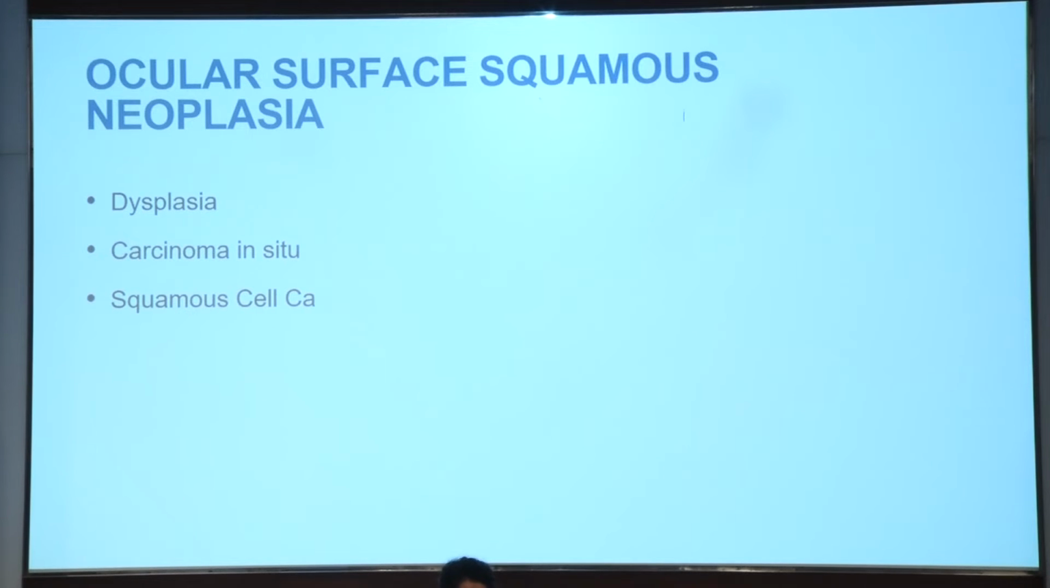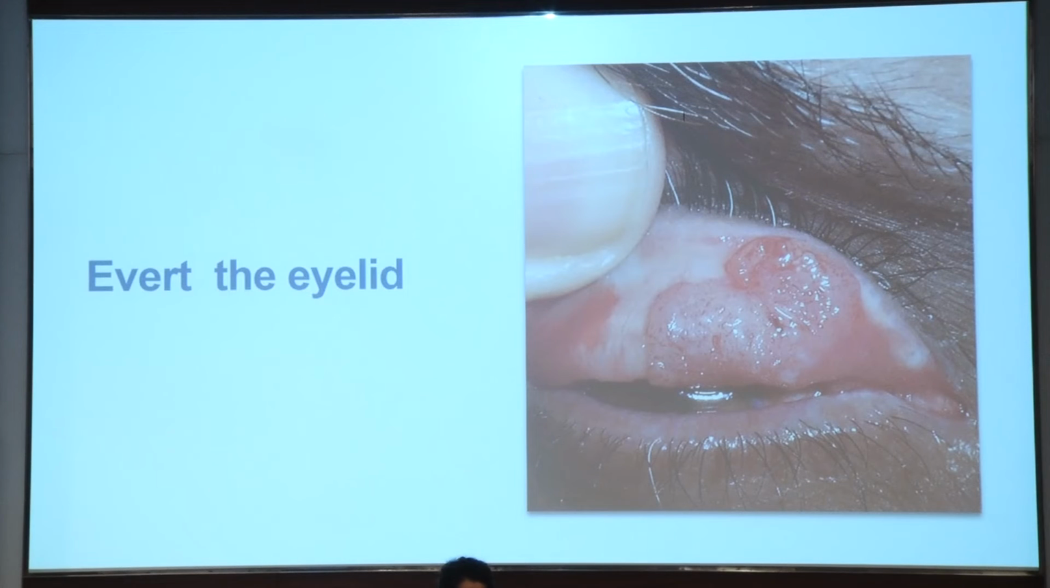So OSSN that we just talked about is basically ocular surface squamous neoplasia. It's squamous cell carcinoma or carcinoma in situ or dysplasia. This is just a term that we use. The exact diagnosis can be made histopathologically, whether it's just a dysplasia, or you're seeing a CIN or a carcinoma in situ, or it's an invasive squamous cell carcinoma. So these were some epithelial lesions.